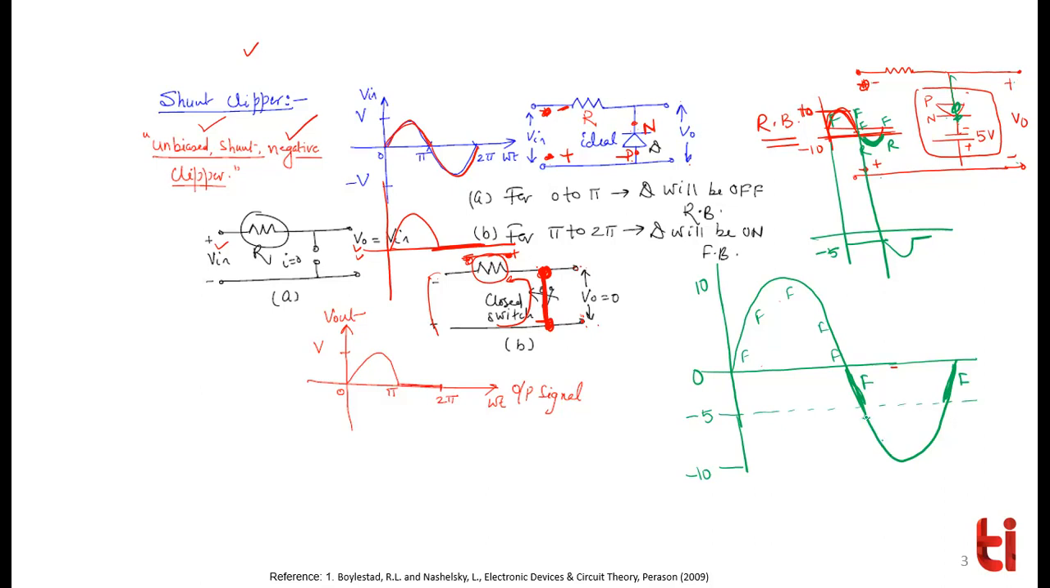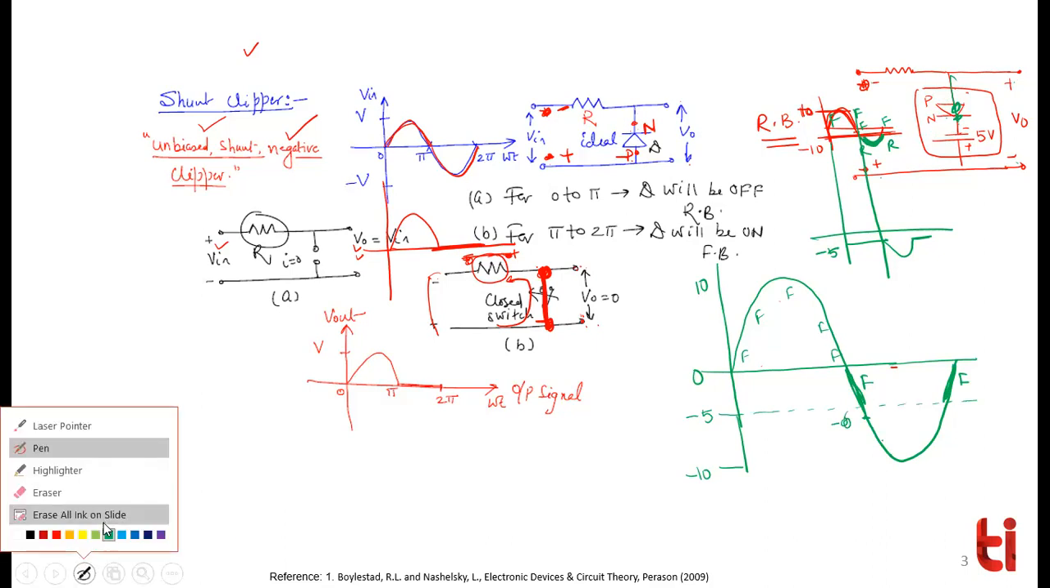As soon as the voltage is minus 6, this diode will be in reverse bias, because at that time P will be minus 6 and N is minus 5. So N is more positive than P, and P is more negative than N. That means the diode will be in reverse bias.